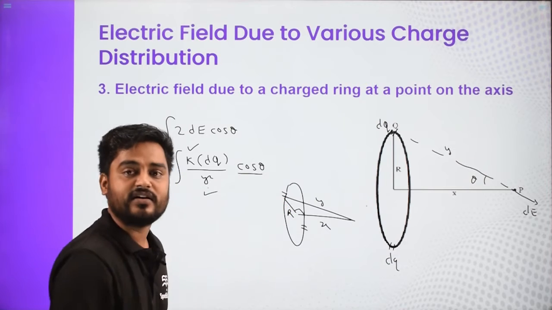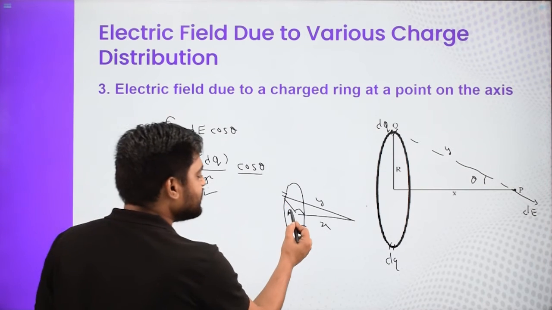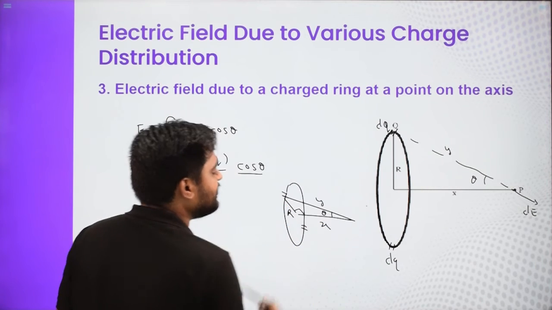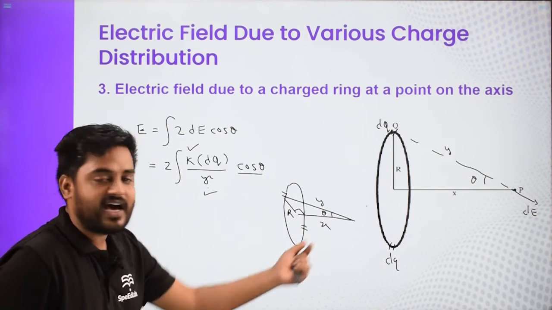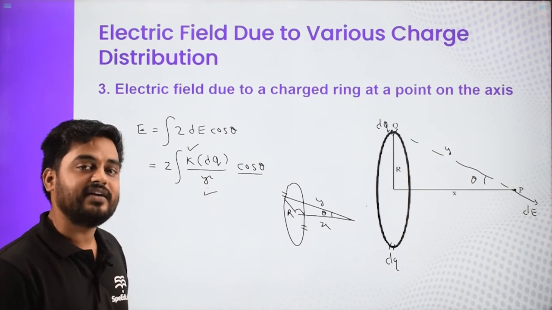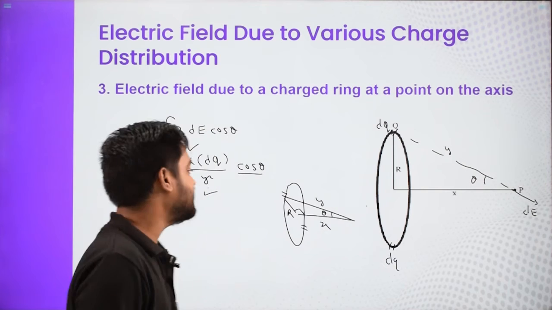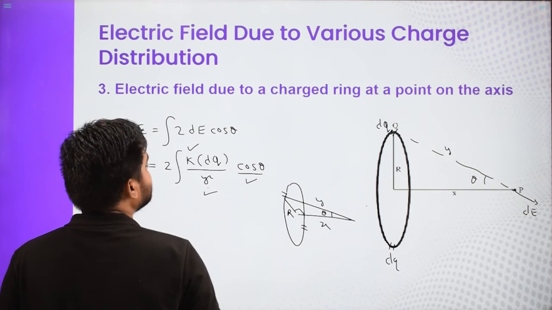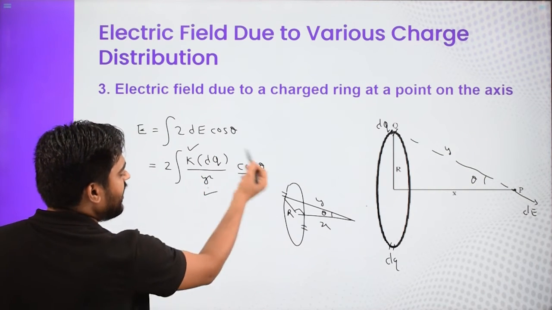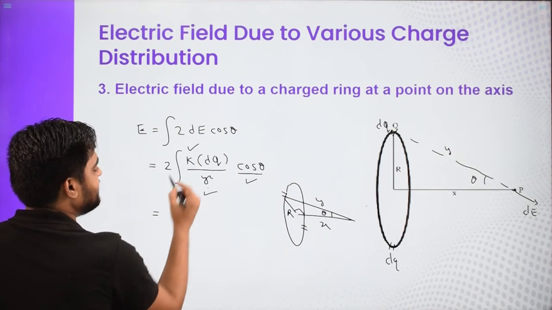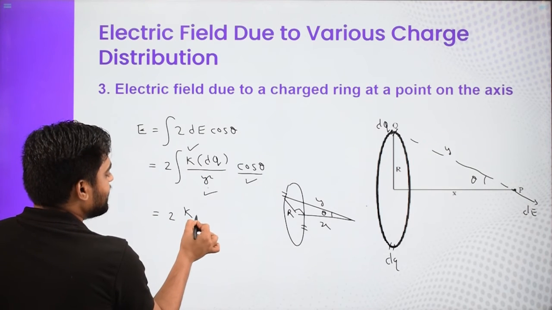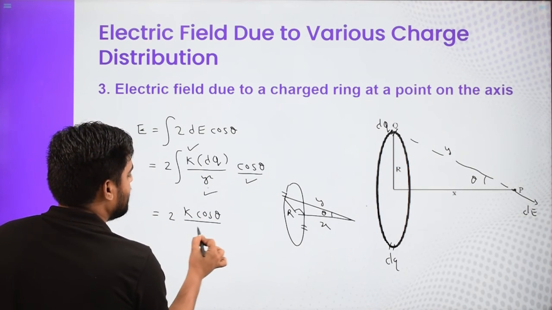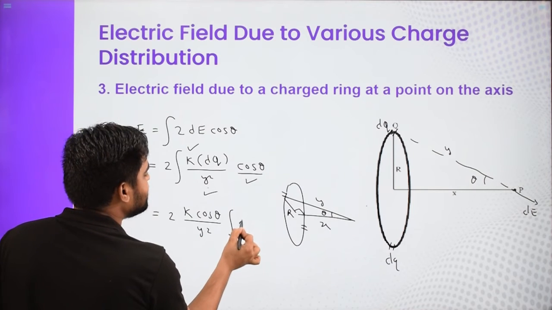What about cos theta? See, tan theta is always r by x. This angle is going to be theta. So tan theta is always r by x. If tan theta is a constant quantity, then your theta is also not changing. So cos theta is also a constant quantity. So here all of them are constant quantity except this dq. So 2k cos theta by y square, and it is the integration of dq.